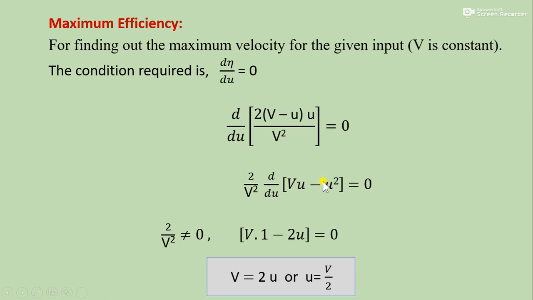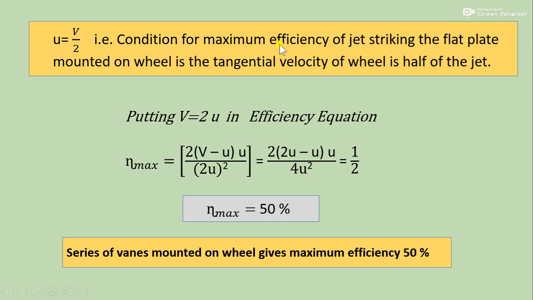So derivative of this bracket will be what? Velocity of jet into plate velocity derivative 1, plate velocity square derivative twice u. So we can have here velocity of jet is equal to twice of plate velocity, or plate velocity is half of jet velocity. So this is what condition for maximum efficiency.